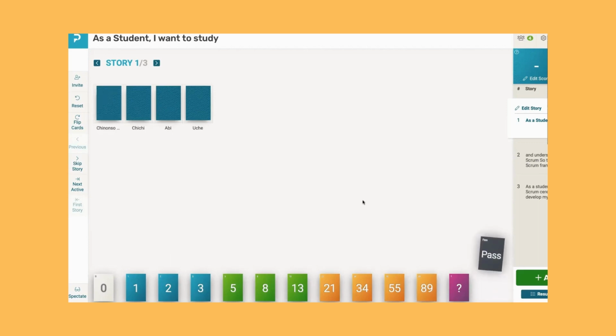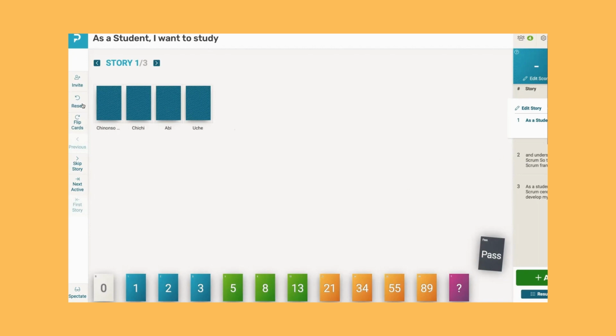Now, why do we use pass? The reason you use pass is that there may be a story that a team member does not really understand and doesn't want to estimate. They don't even want to ask questions about it, but they don't want to contribute to that estimation. They can use the pass button just to pass on it. And now, since we've estimated this one, we can review the result.